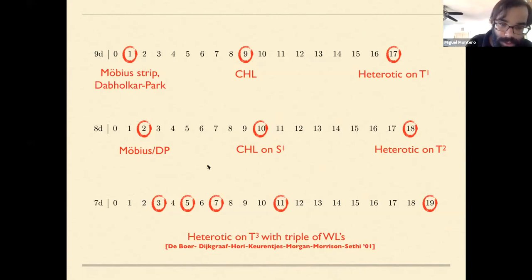And in 7 dimensions, there's more possibilities, and most of the 7 dimensional landscape was explored in this paper, where you introduce a triple of fluxes and a triple of Wilson lines on the T3. Okay. So how do we explain this modulo 8 pattern?